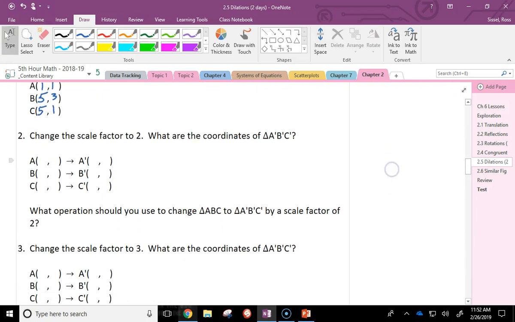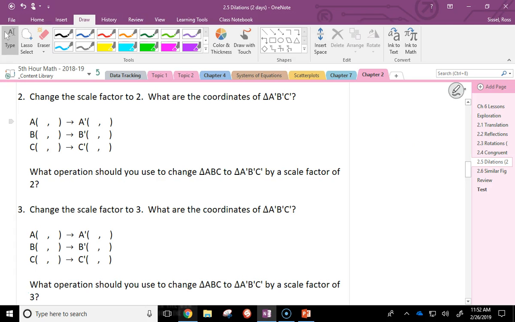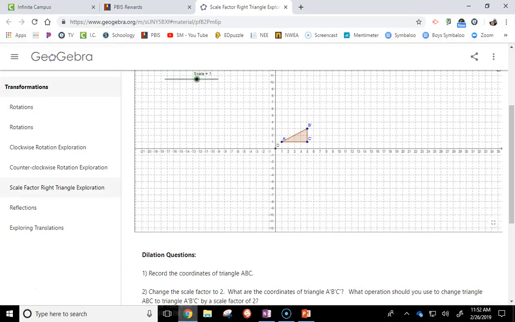All right, so let's talk about this and see how well you did. The first thing is, on the very first one, number 2, we changed these still. My coordinate points are still A at (1, 1), B was at (5, 3), C was at (5, 1). When I went to here, and I changed my scale to 2, now here's the first thing I want to point out.